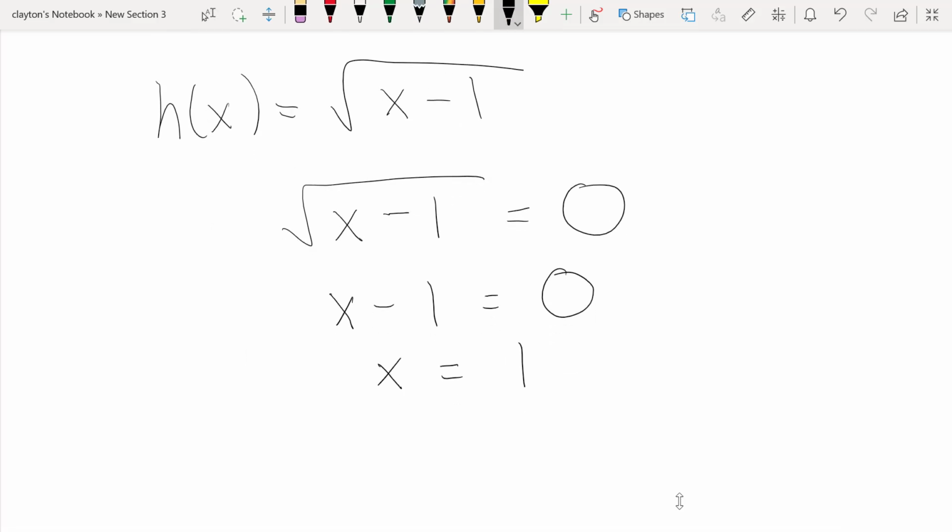Now, some of us may be wondering, we have two options right now. Is it our lower boundary or is it our upper boundary?